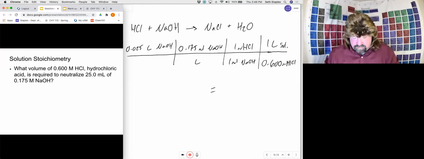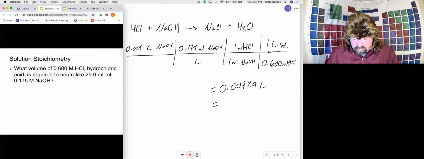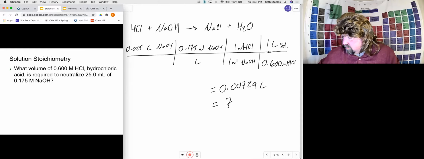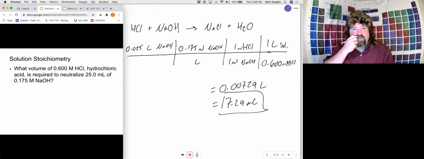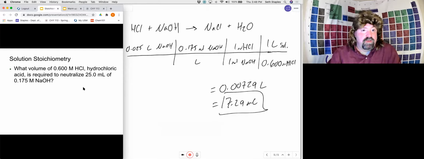I plug this into my calculator. 0.025 times 0.175 divided by 0.6. I find that I need 0.00729 liters. I convert that to milliliters. That's more convenient for me to work in. For 7.29 milliliters. And that's a very typical sort of titration problem that you might need to do.